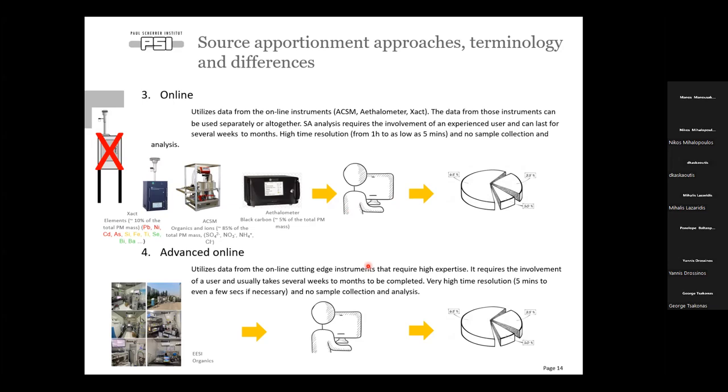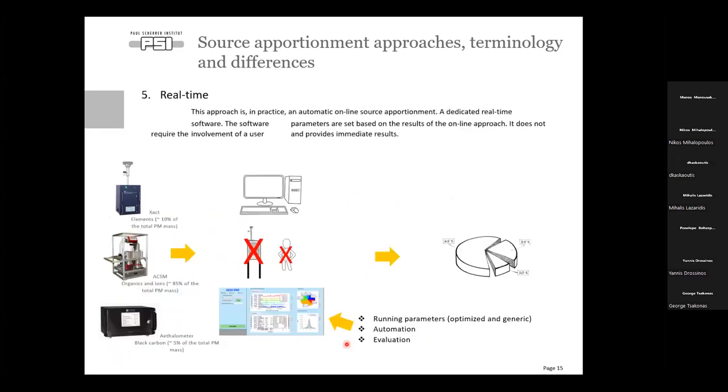And then we have advanced online technologies. So instead of having this type of instrumentation, we can have other types of online instrumentation that provide, for example, near molecular information, like the EASY, or we can have an AMS. And again, the procedure is the same. Someone needs to collect the data, treat the data, and then do the source apportionment.